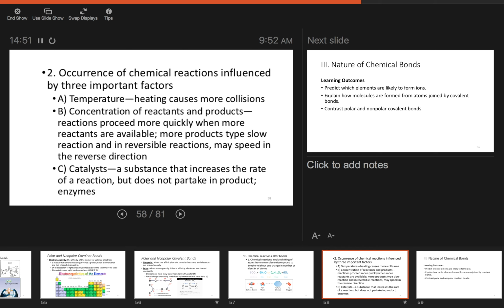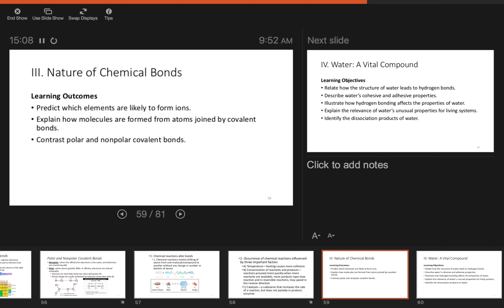So actually when we did our liver lab last year, if you remember, we were looking at a catalyst to help jumpstart the reaction between hydrogen peroxide and liver catalase. So there's section 3, nature of chemical bonds.